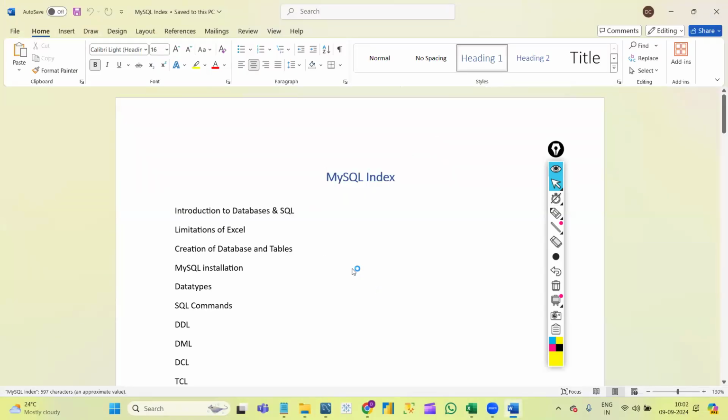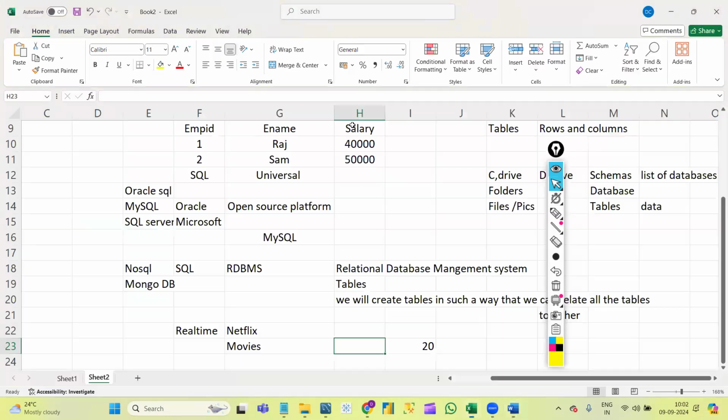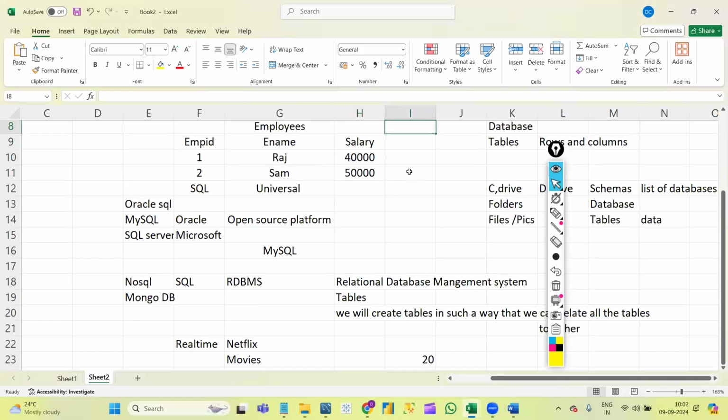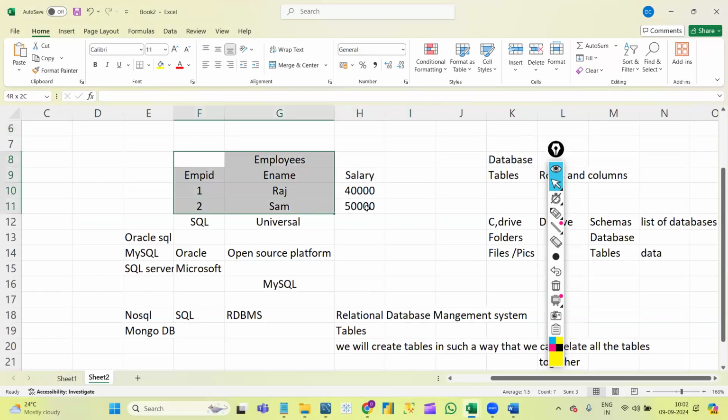So this is the course content which we are going to cover in this class. Introduction to databases and SQL is done in this class. Tomorrow, I will explain you about the limitations of Excel. That means today we saw what is database and what is SQL, and we also saw how we will store the data in Excel as well as SQL. If we can store the data in the form of Excel, then what is the need of databases? What is the need of SQL?